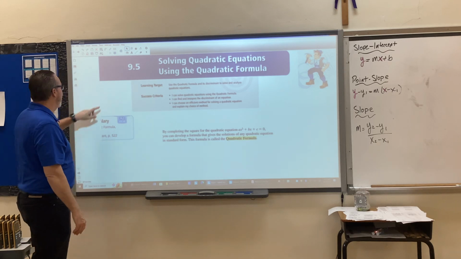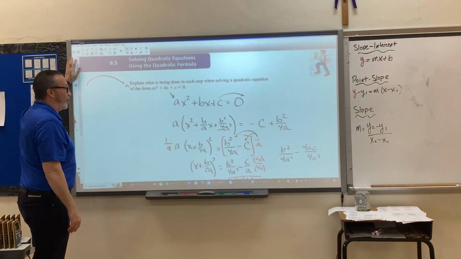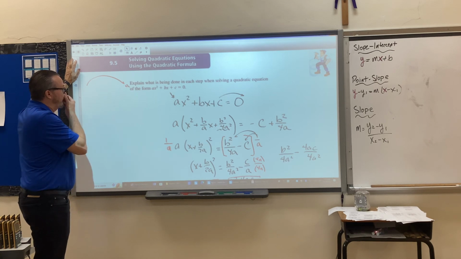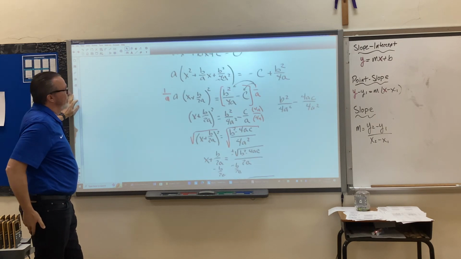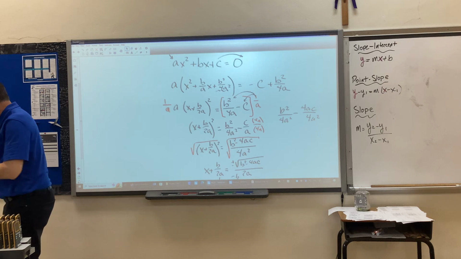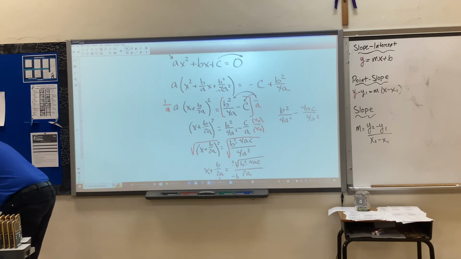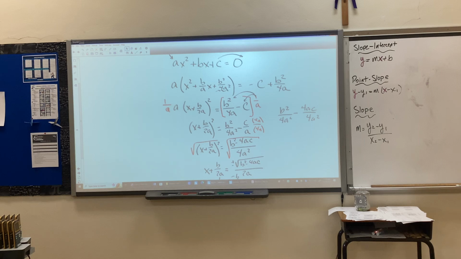Anyway, quadratic formula. So a couple of things you need to know about the quadratic formula. This is where the quadratic formula is derived by completing the square. Might be worth doing. And maybe on a day where you just have nothing to do, maybe I'll derive it.